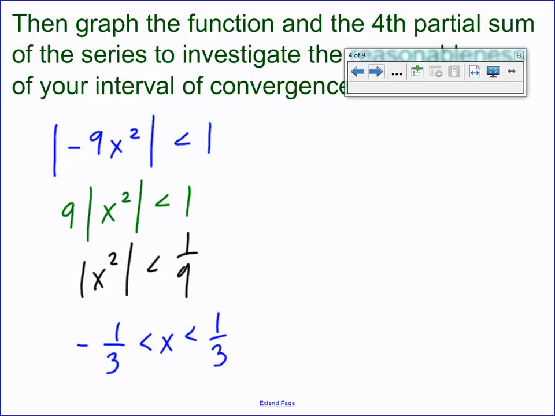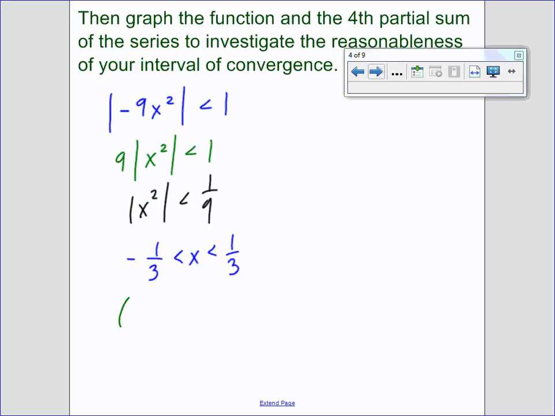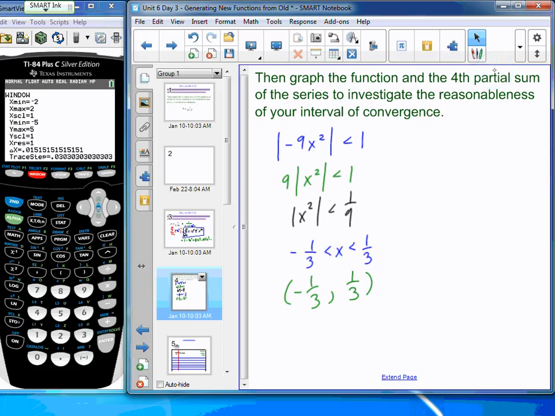If I were to write that in interval notation, we would go parentheses. We'll talk more about the endpoints of my interval of convergence later on in this unit. But for now we'll go like this because that came from a strict inequality. All right, I'm dying to see what this looks like. That'll help me determine my window.